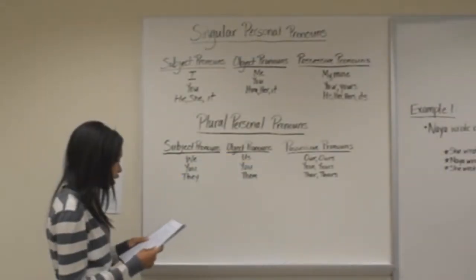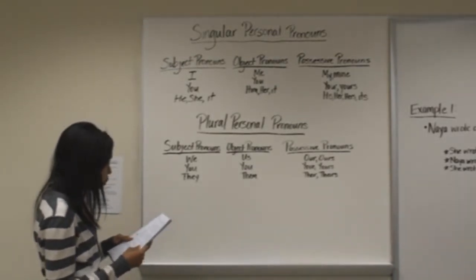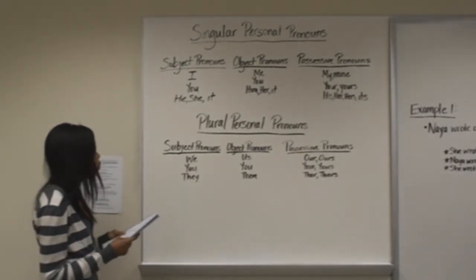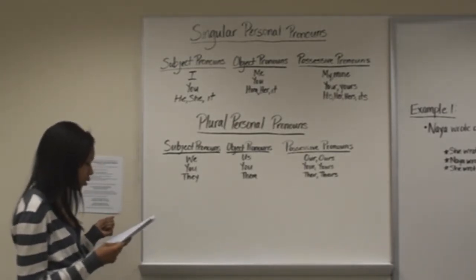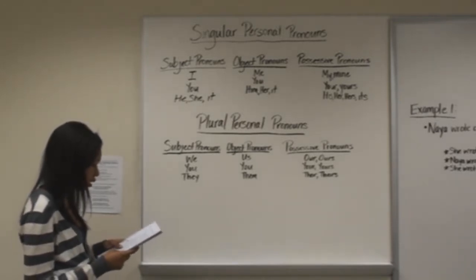In order to understand pronoun antecedent agreements, you must first understand pronouns. A pronoun is a word used to stand for or take the place of a noun. On the board, we have a list of personal pronouns. Personal because they usually refer to a person, except for it, which of course refers to things.